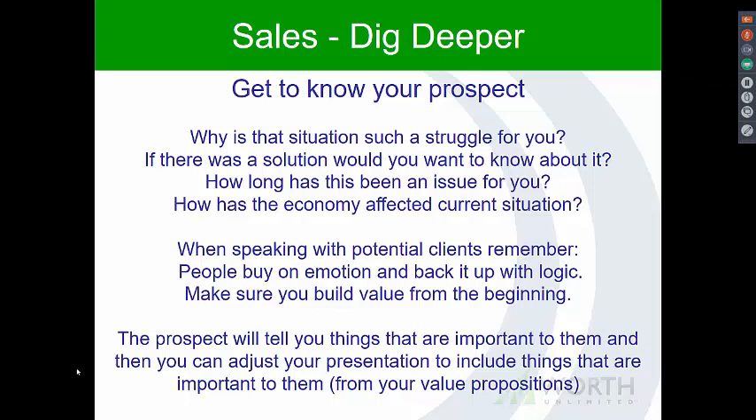The prospect will tell you things that are important to them. Again, just like recruiting. You notice the opening statement and the end statement are identical. The body in the middle is a little bit different. The prospect will tell you things that are important to them, and then you can adjust your presentation to include the things that are important to them from what? Your value proposition. Always be thinking about the value proposition.